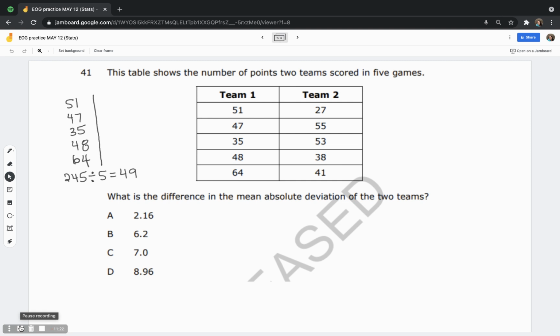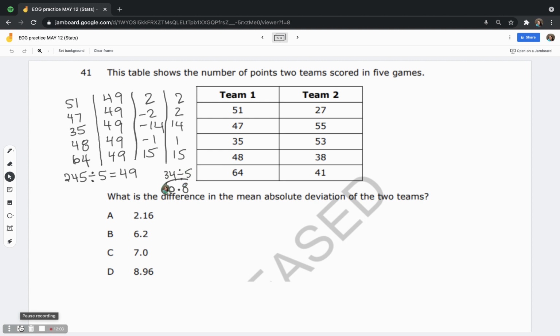So now I'm going to go ahead and write that in my second column, and then I'm going to take the number in the first column and subtract 49 from that. Then in the last column, I make everything positive, and then I add all those up and divide by 5 again to get the mean absolute deviation. So I add all those up and I get 34. I divide it by 5 because there's 5 numbers. And that gives me a MAD value of 6.8.